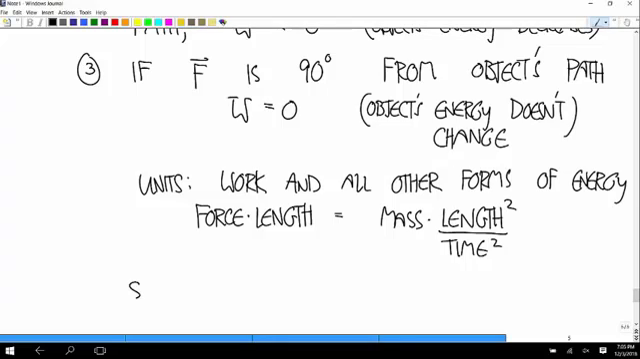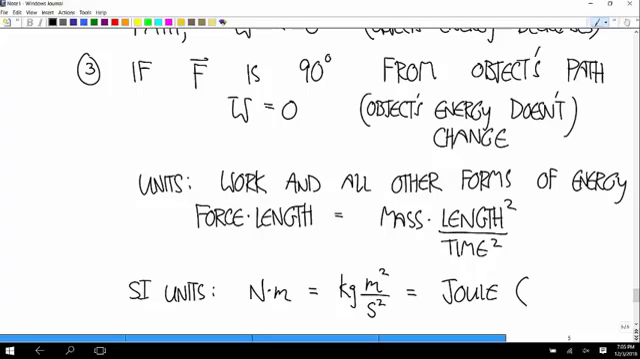The SI units, that would be a Newton times a meter, which is equivalent to kilogram meters squared per second squared. And because we use this so often, we give it its own name, the joule, capital J.